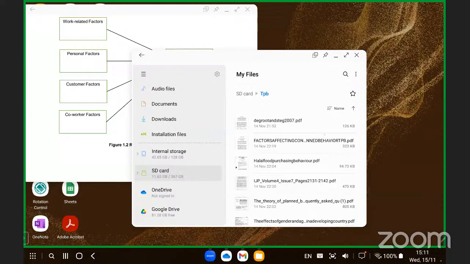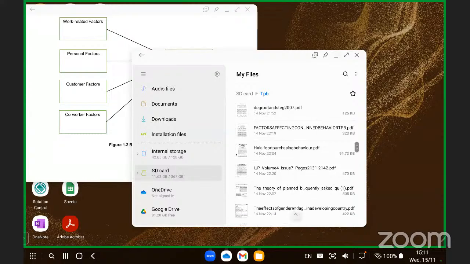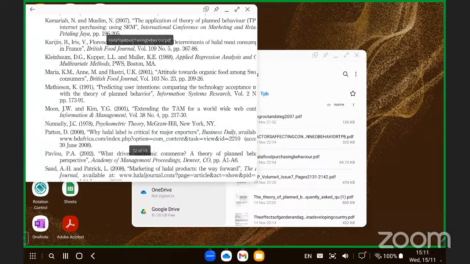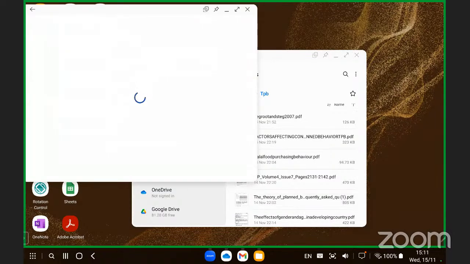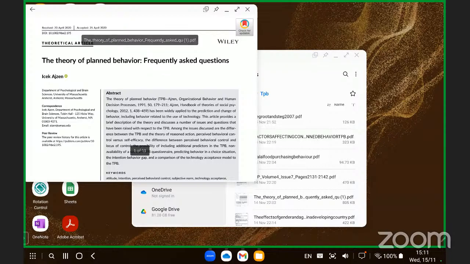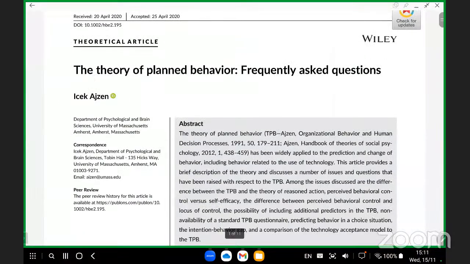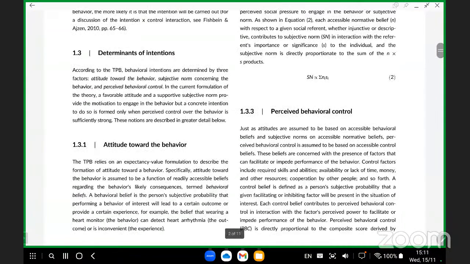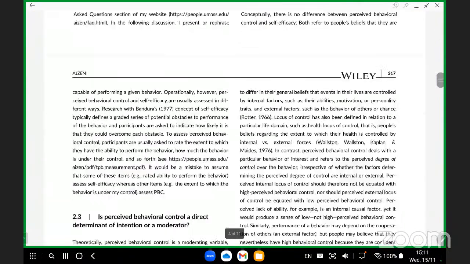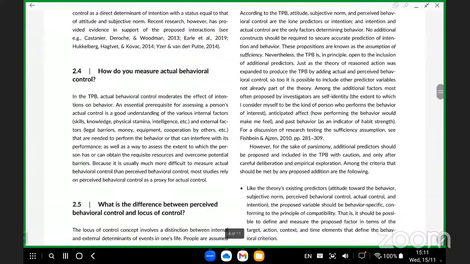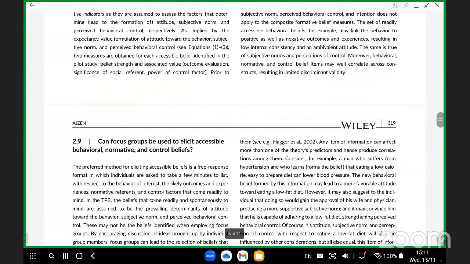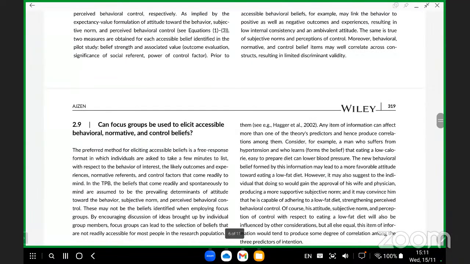There's one article on halal food purchasing behavior, and also on theory of planned behavior. Okay, so this is one of it. I try to gather a few literatures that relate to the theory that I want to show you. This is one of the theories commonly used by students of your nature, business students particularly.